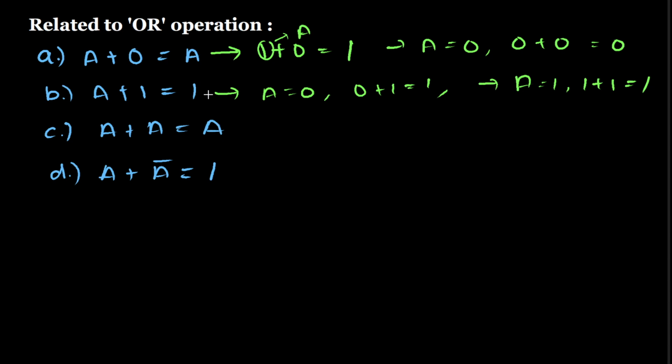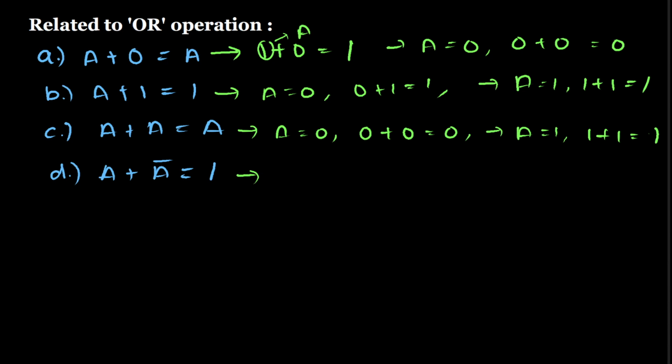So by this property, we understand that if we are adding 1 to anything, then my answer will always be 1. Similarly, if A is equal to 0, then it will be 0 plus 0, which is equal to 0. And if A is equal to 1, then 1 plus 1 will always be equal to 1. Whatever A I am taking, my answer will always be A.